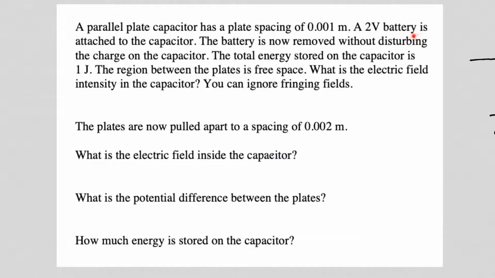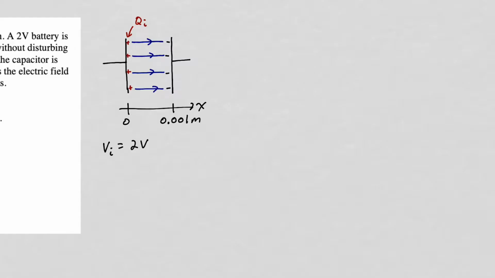A 2-volt battery is connected to a parallel plate capacitor that has a plate spacing of 0.001 meters, and the region between the plates is free space. The battery is then removed without disturbing the charge on the capacitor, and you're told that the total energy stored on the capacitor is 1 joule. The first thing you're asked to do is find the electric field intensity inside the capacitor.